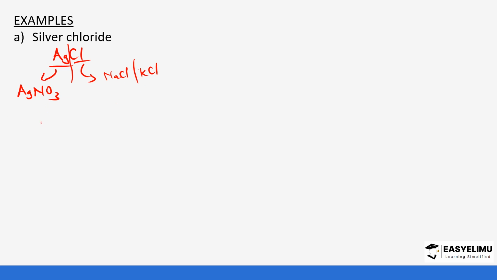After picking, we'll pick our silver nitrate. Remember, it's in aqueous state because it's soluble, and our sodium chloride, which is also aqueous because it is soluble. So there is an interchange of ions that will take place. Silver takes the chlorine to form silver chloride. This is in solid state. Remember, this is our product.